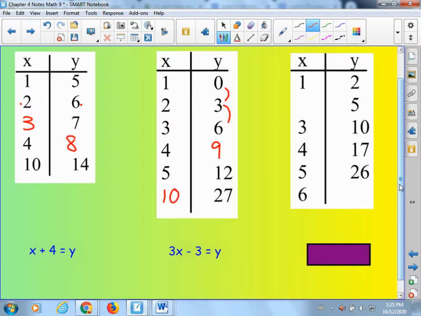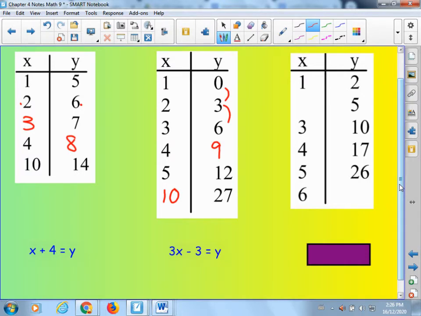Now if I look at the very last example, this one's a little bit more of a challenge. You can see that I do not have a set pattern in my y column. It's not going up by 1 each time, and it's not even counting by the same amount. It's going up by 3, by 5, by 7, by 9. So there's a clear pattern, but that doesn't necessarily help me figure out the relationship between the two. So it is a two-step equation.